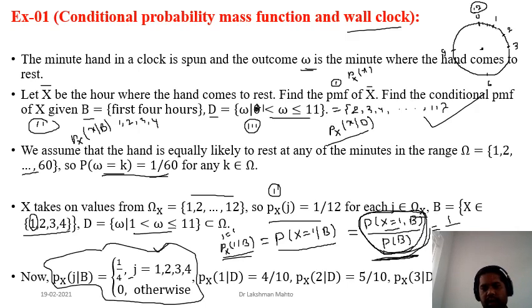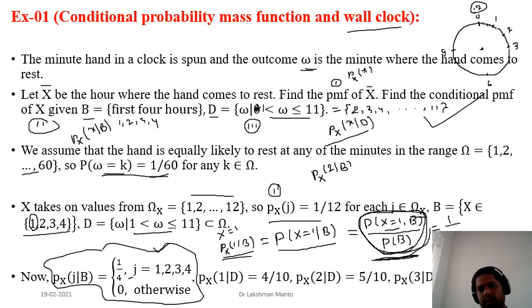That means the conditional mass function for x equal to 1 given B takes the value 1 by 4. Similarly, I'm asking you to find the conditional mass function for x equal to 2 given B. What would be the answer?